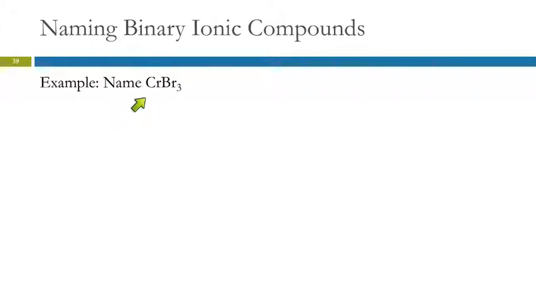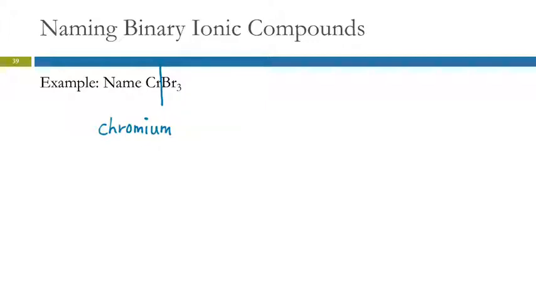So this is a compound. We have Cr, which is chromium, and Br, which is bromine. It sometimes helps to actually just divide this so that you know, okay, there's two things. I need to name the guy first and then the girl, the cation first and then the anion. So Cr is the element chromium. You know that because you memorize it.